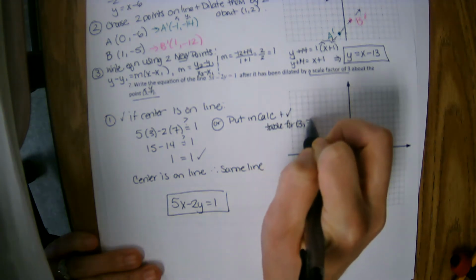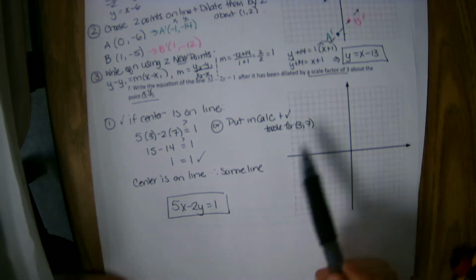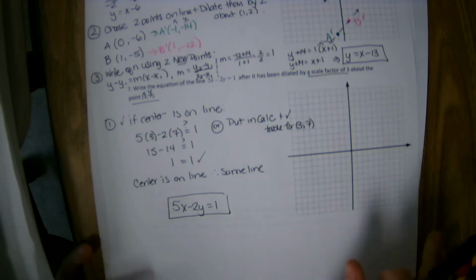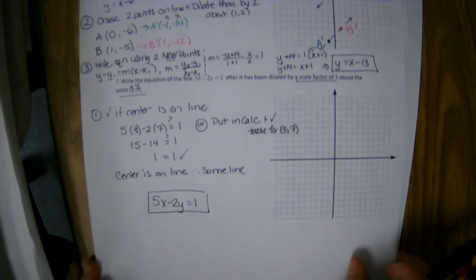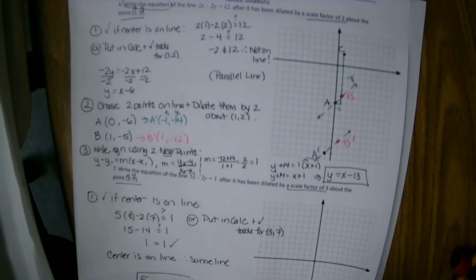So it'd be a good idea here to check and do that as well. And you can always graph it out if you need to. And that's there if you do need to dilate any of your points. It's always good to do that on graph paper as well.